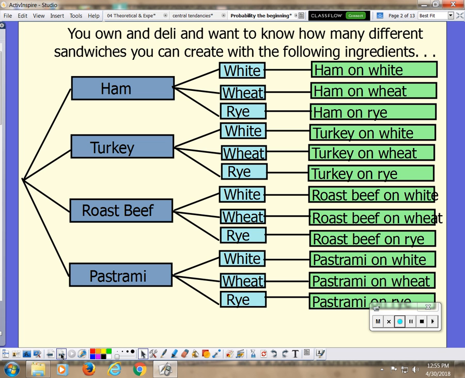So in other words, I have ham on white, ham on wheat, ham on rye, turkey on white, turkey on wheat, turkey on rye, roast beef on white, roast beef on wheat, roast beef on rye, pastrami on white, pastrami on wheat, and pastrami on rye. I did that all in one breath, by the way, if you didn't notice. Those are your answers. So how many different kinds of sandwiches could you get? Well, 12 different sandwiches could be made based off 4 meat choices and 3 breads.